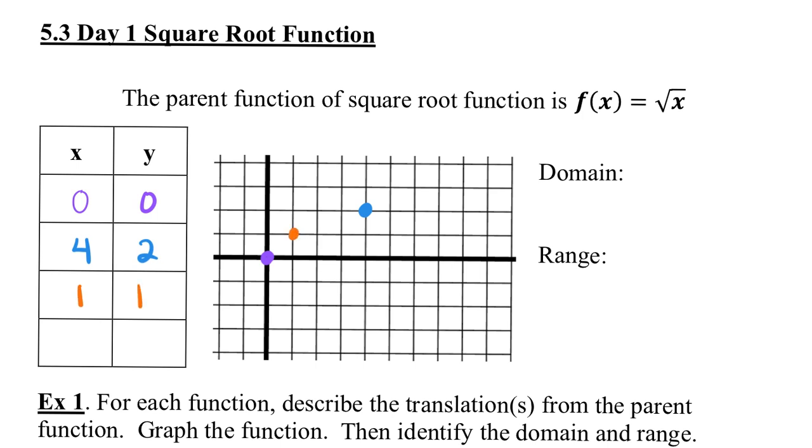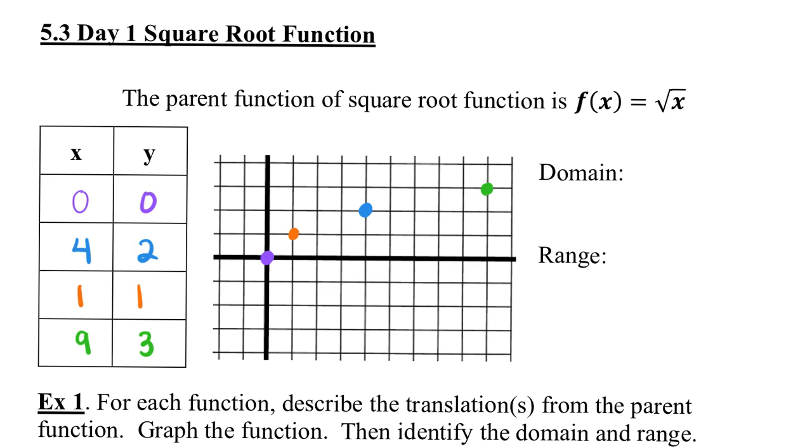Okay, we have room for one more. Let's pick one more. Square root of 9, 3. 1, 2, 3, 4, 5, 6, 7, 8, 9, 3. Okay, we did not put any negatives in. Should we have put negatives in? No, because we cannot square root negatives.